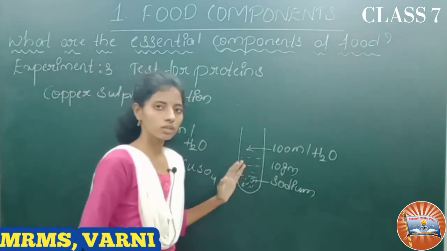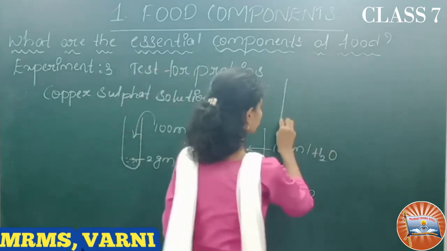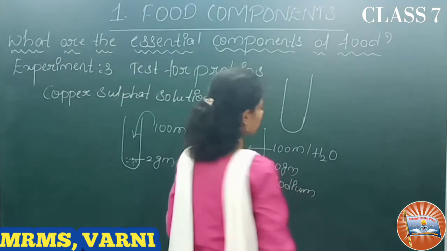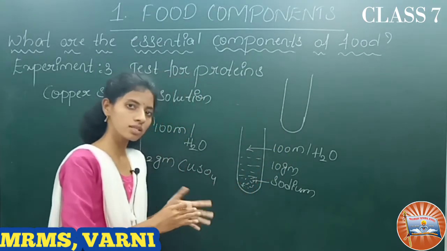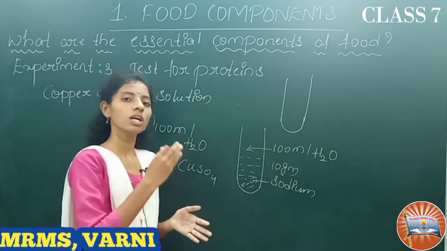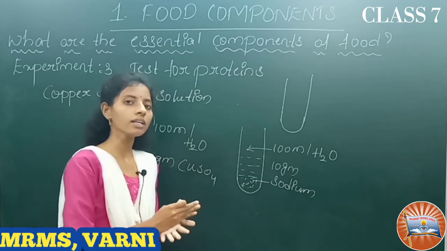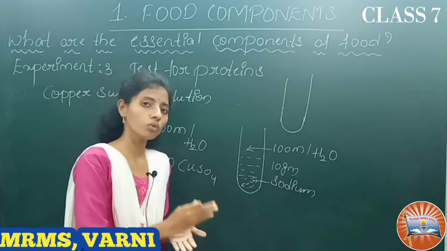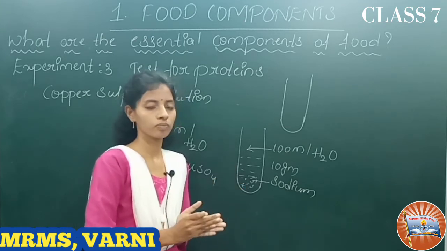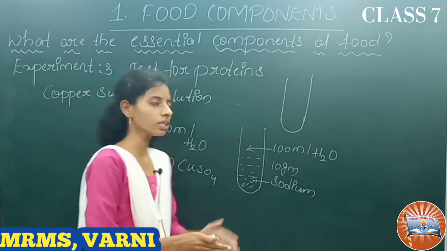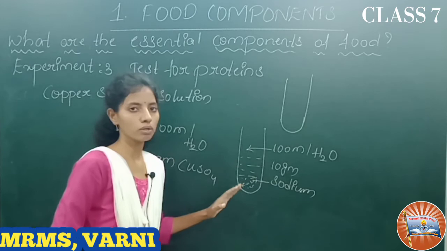We need to take the food items in a test tube. So first of all take a test tube. In that take one food item. If the food item is solid, then we have to crush that solid into powder. To that powder add 10 drops of water. Then it turns into a dilute solution. To that dilute solution add this copper sulfate solution and sodium hydroxide solution.